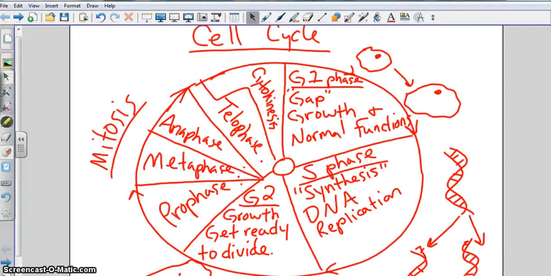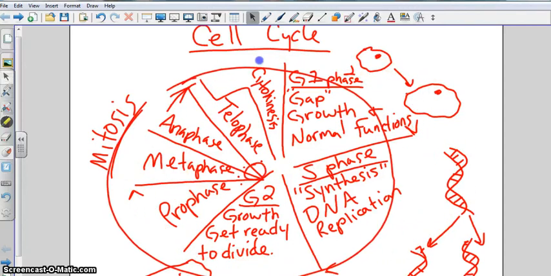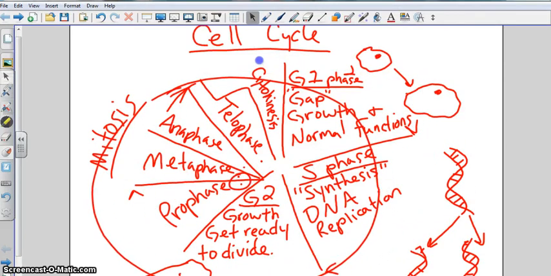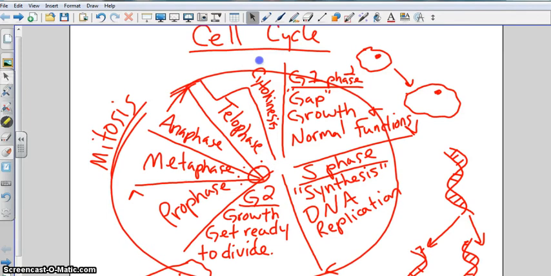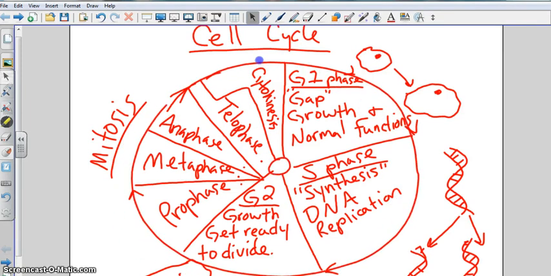And finally, there are some cells that do not continue in the cell cycle. So we're going to draw a line that comes out, and we're going to go to the G0 phase.